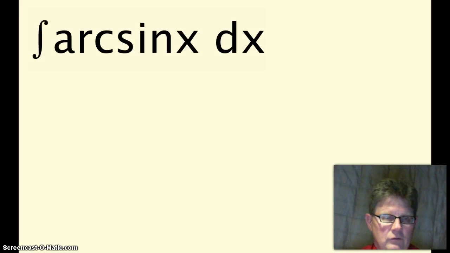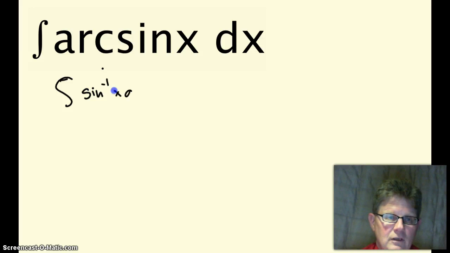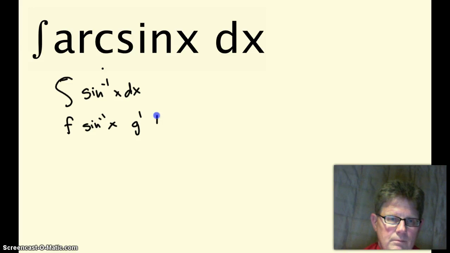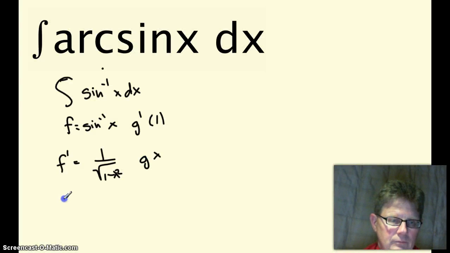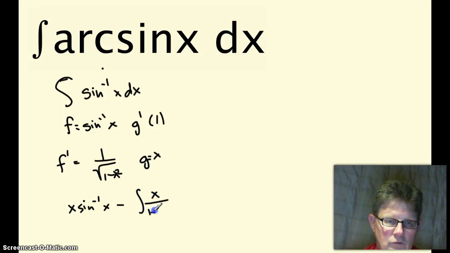Next one, arc sine of x, also known as the integral of sine inverse of x dx. We can't write this as two functions, so we can't do it that way. There's nothing to substitute. Okay, let's try integration by parts. f is sine inverse of x, g prime will be 1. So f prime equals 1 over the square root of 1 minus x squared, and g would be x. So that would be x sine inverse of x minus the integral of x over the square root of 1 minus x squared dx.